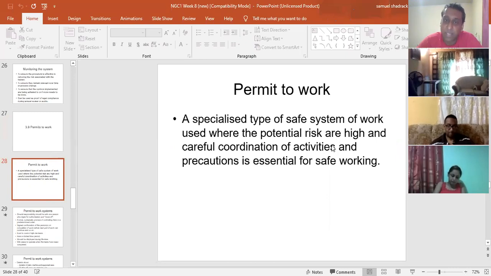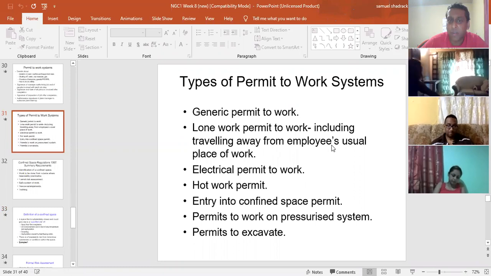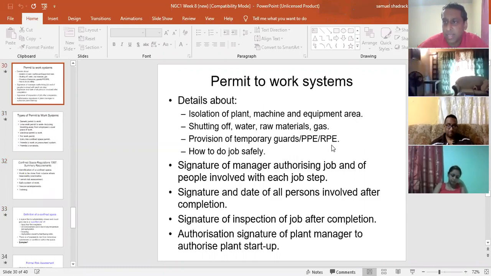Some of those high-risk activities included what you're looking at here: electrical work, hot work, entry into confined spaces, pressurized systems, permit to excavate. And what made it special really was that the form itself required certain things to be done that the JSA didn't. For example, the first thing here is that you have to isolate, which means turn off all sources of energy. You have to turn it off, lock it out, and lock out, tag out, as they say.